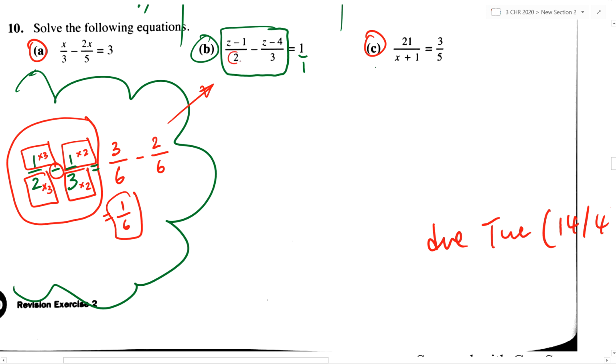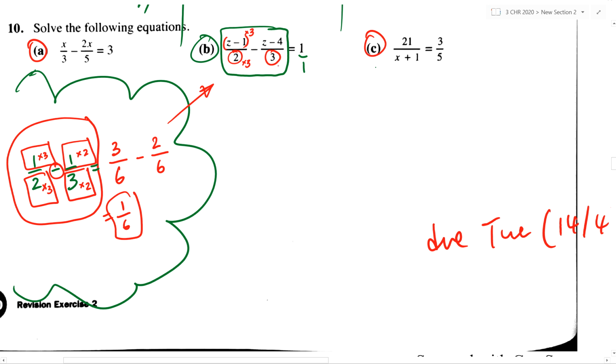Notice that this denominator is 2, this is 3. So in the same way, we are going to multiply this by 3. And just like we multiply the numerator by 3, now I need to put the brackets and I need to multiply by 3. If there are no brackets, it will be wrong again.